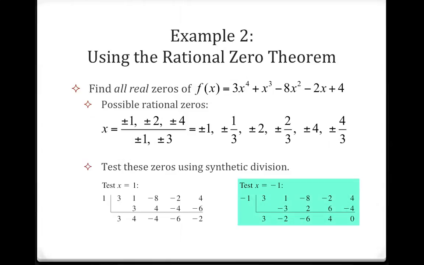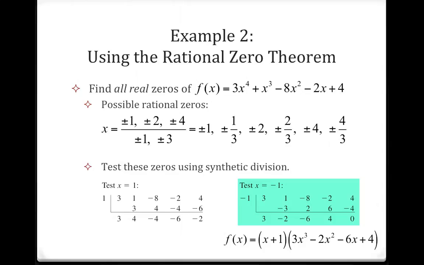So getting a remainder of 0 means -1 is going to be one of my zeros. And I get one step closer to finding all of the factors and all of the zeros, because I can now rewrite this as x plus 1 times the reduced polynomial, which is now 3x cubed minus 2x squared minus 6x plus 4.